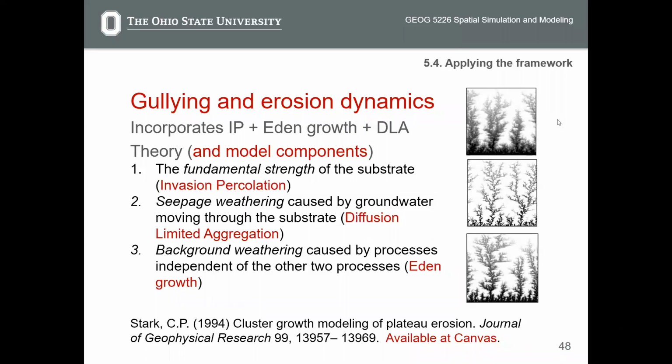Okay, in the second video for section 5.4, I'm going to introduce another type of model that employs different types of, actually three types of percolation and growth model. It's called the gullying and erosion dynamics model. It is trying to address water erosion phenomena in the real world, but it's not that simple. In order to simulate the real world water erosion process, we have to combine three types of models.